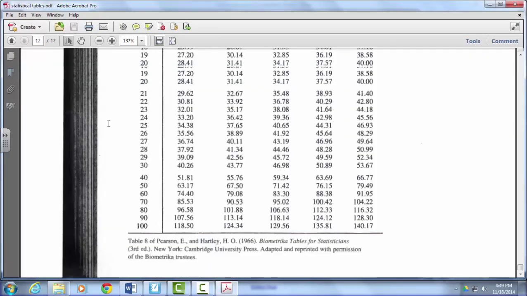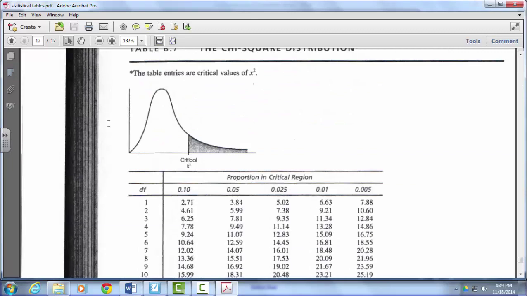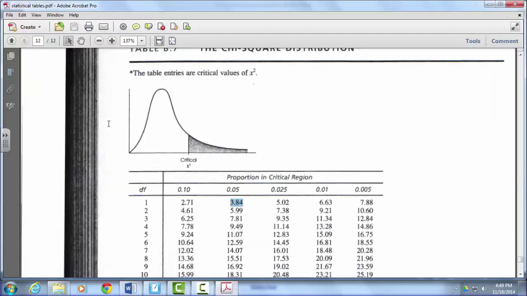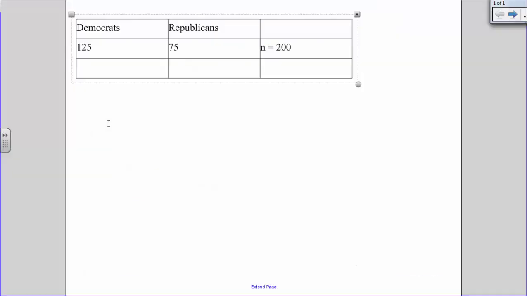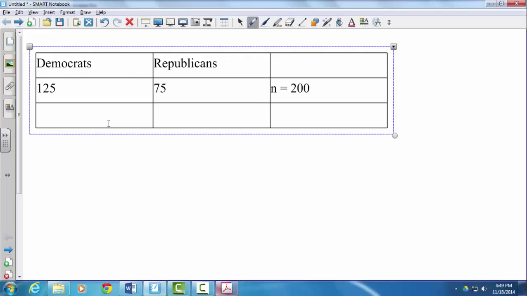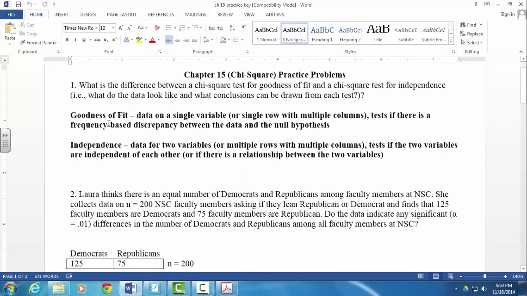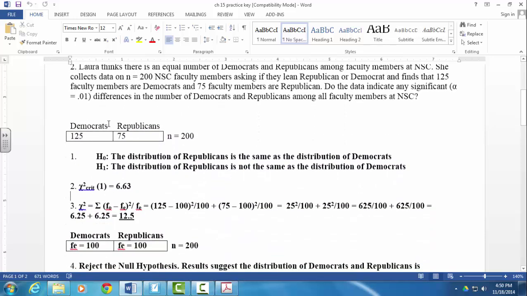The last table here. Proportion in critical region, alpha level is 0.05, degrees of freedom is 1, 3.84 is your critical value. And you'll see that. Wait a tick. I think I had my alpha level incorrect. Oh, looky there. Be careful.